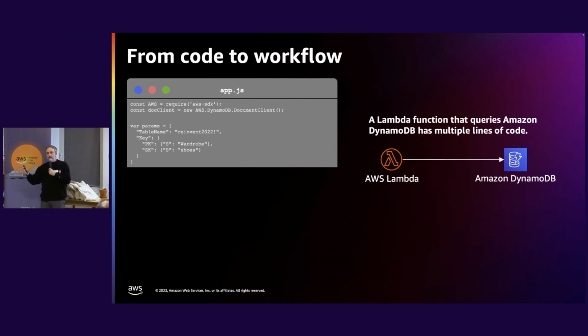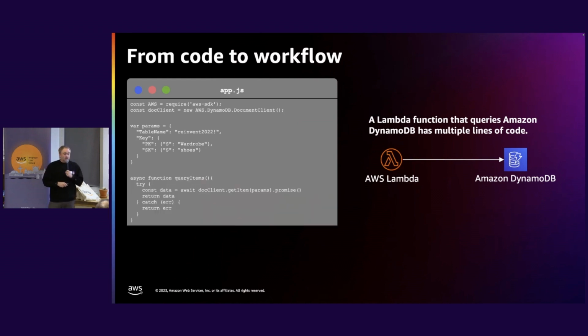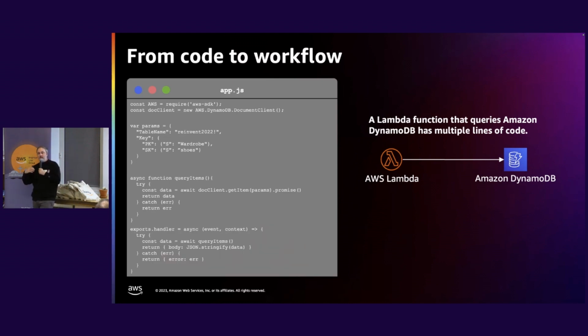Then you have to set up a params object with things like the name of the table, the partition key, the sort key. Then you have to set up your function. So here I'm using the doc client to use the get item action with that param. I'm returning a promise. I put that inside a try catch statement. I return the error.